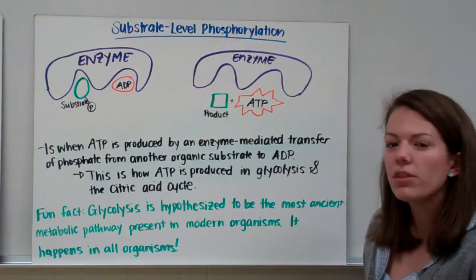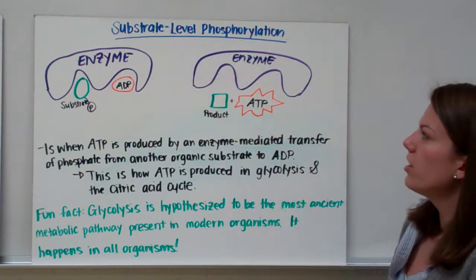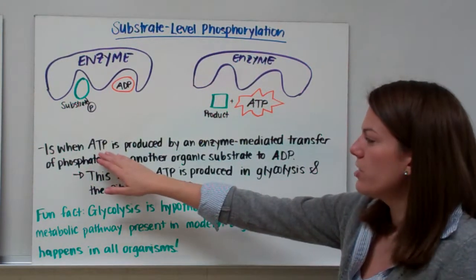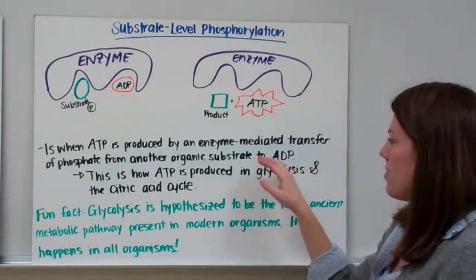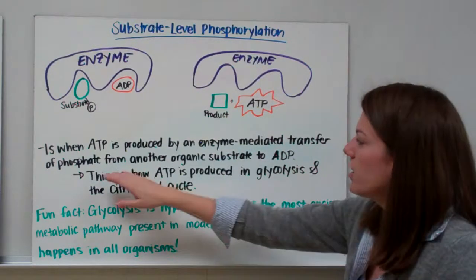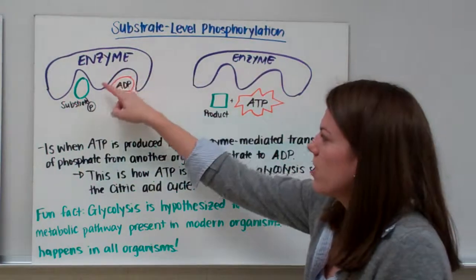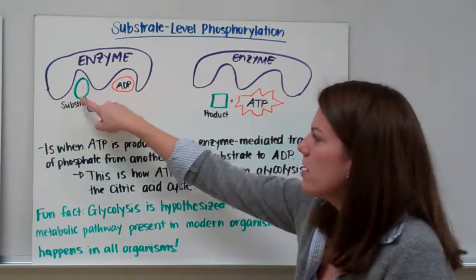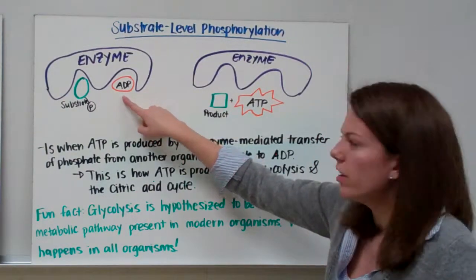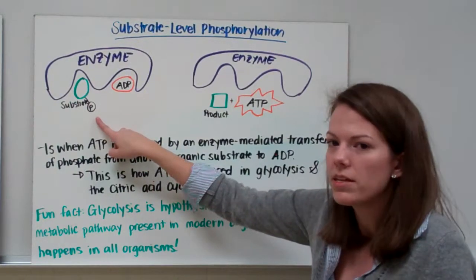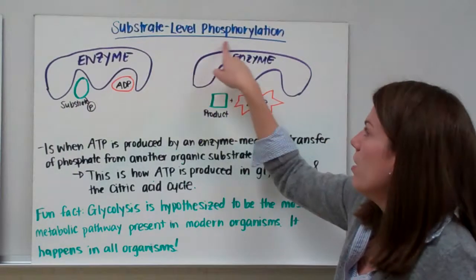Now, if we want to see how we actually make ATP in glycolysis, we use something called substrate-level phosphorylation. And substrate phosphorylation is when ATP is produced by an enzyme. This purple blob is our enzyme, and the enzyme mediates the transfer of phosphate from another organic substrate to ADP. So this is our enzyme. It's going to transfer this phosphate from this substrate to ADP. We'll see later when we have oxidative phosphorylation, instead this phosphate is going to be free. It won't be attached to a substrate. But since it's attached to a substrate, we call it substrate-level phosphorylation.